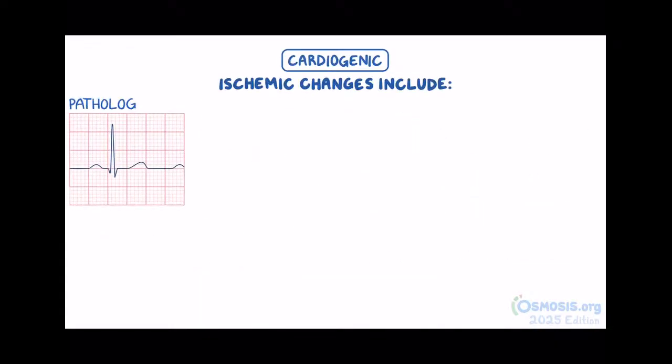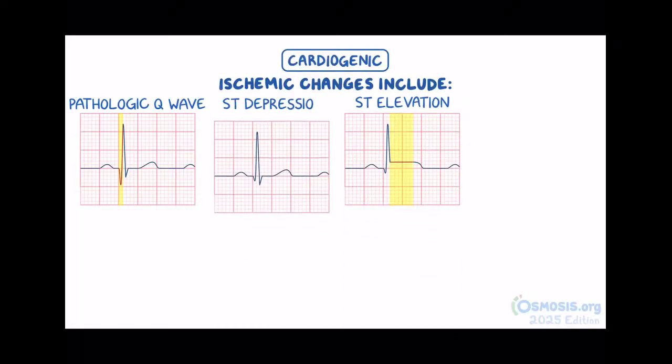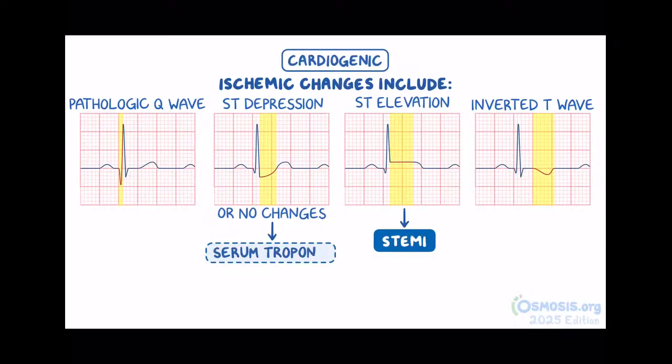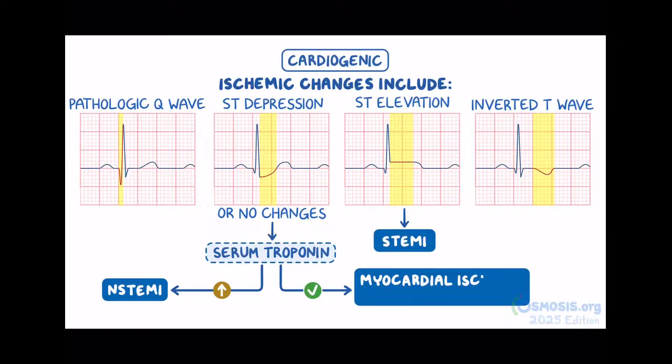Ischemic changes may include pathologic Q waves, ST segment deviations like elevation and depression, or T-wave inversion. If there's elevation, you can diagnose a STEMI. On the other hand, if there's ST depression or no ST changes, you should confirm by checking a serum troponin level. Elevated troponin levels are highly suggestive of acute myocardial infarction, so you can diagnose an NSTEMI. Lastly, normal troponin levels would indicate myocardial ischemia without infarction, which is consistent with unstable angina.